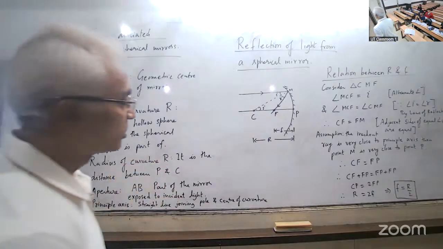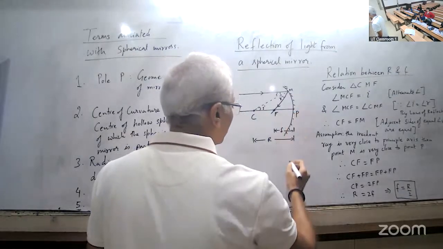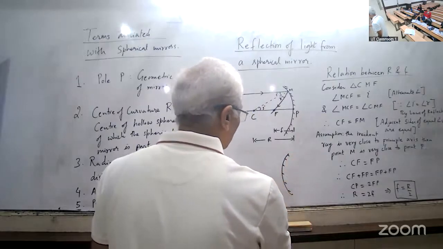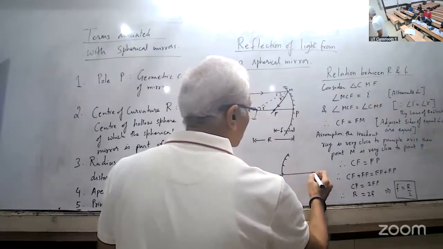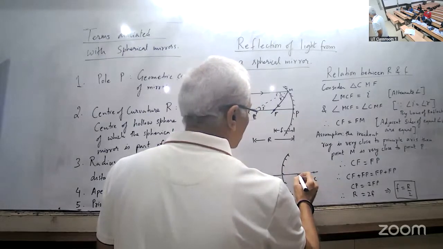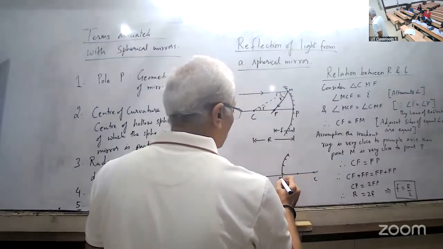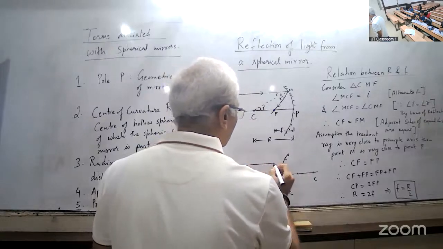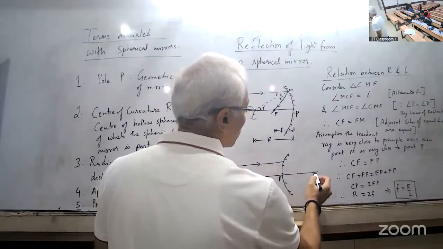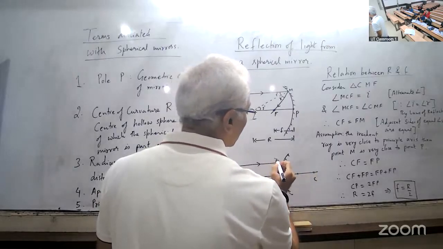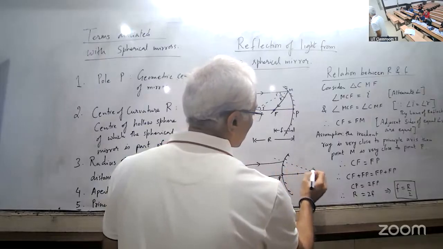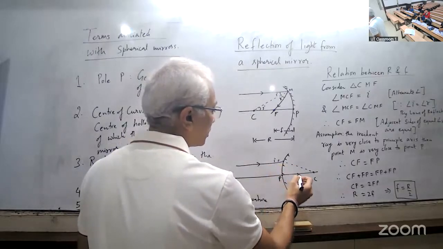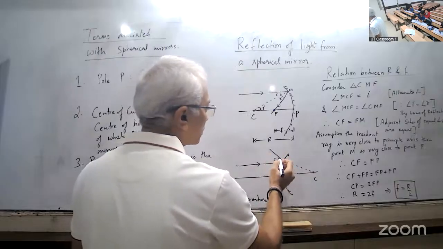If instead of a concave mirror you had taken a convex mirror, then too you can use the same thing. So you can have C somewhere here, and this is P. If the incident ray is like this, what is the normal? The normal at the point of incidence will be this. In this case, this is the angle of incidence and this will be the angle of reflection.